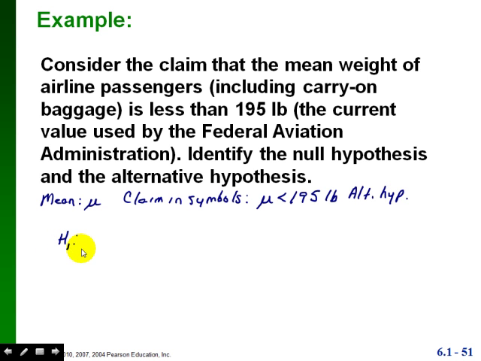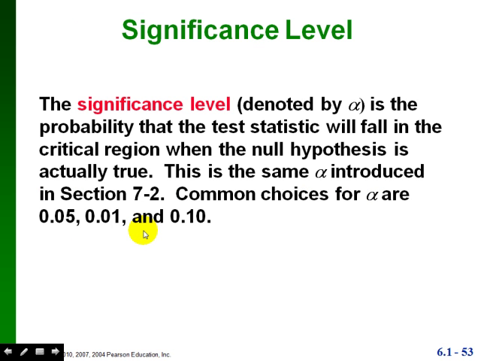So we can actually go ahead and write down our alternative hypothesis is that mu is less than 195. Once we have the alternative hypothesis, all we have to do to get the null hypothesis is take the same symbol, the same number, and just replace our inequality with an equal sign.